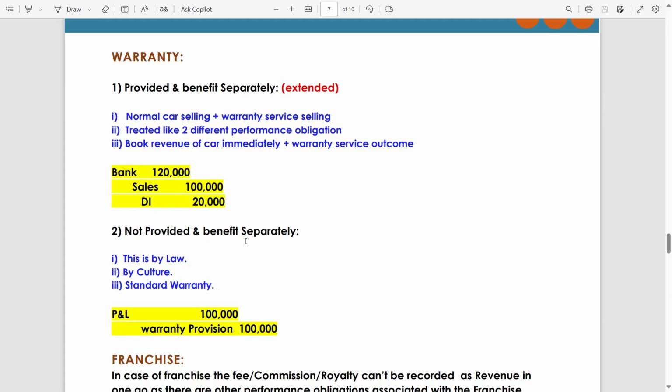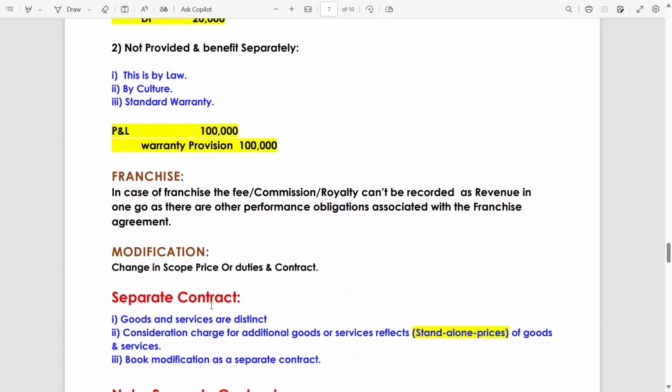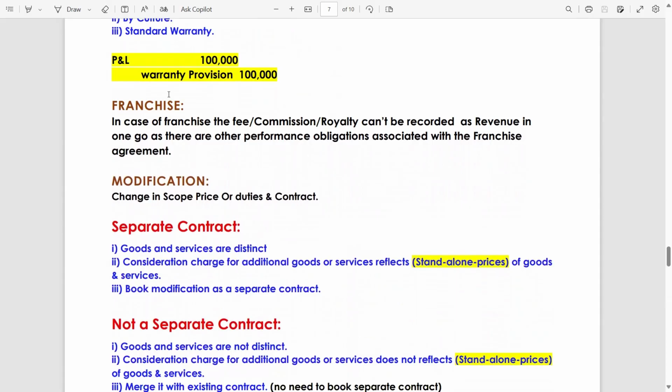If they are not provided and benefit separately, meaning goods and services are not distinct, meaning they are interrelated or dependent, then in that case it is treated as a single performance obligation. In this case, you will book P&L debit and warranty provision credit. You are familiar with this entry. We have made such an entry so many times.